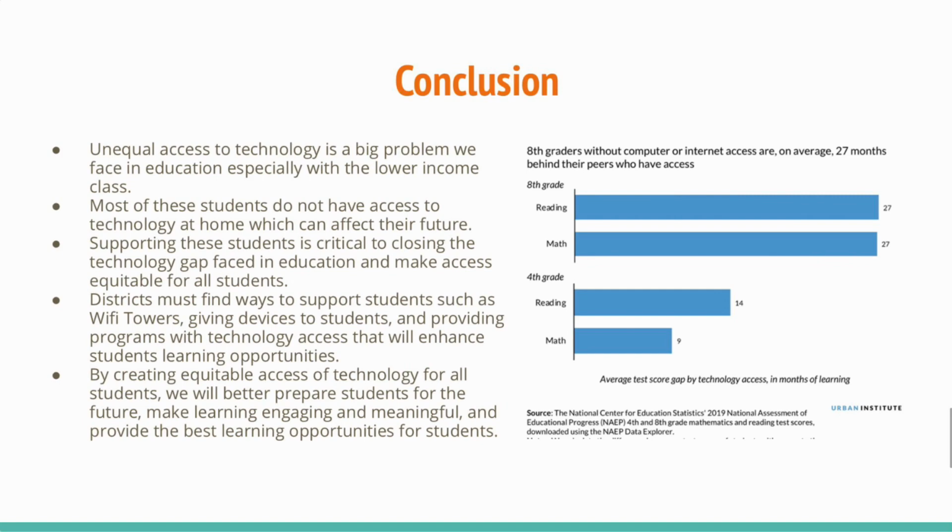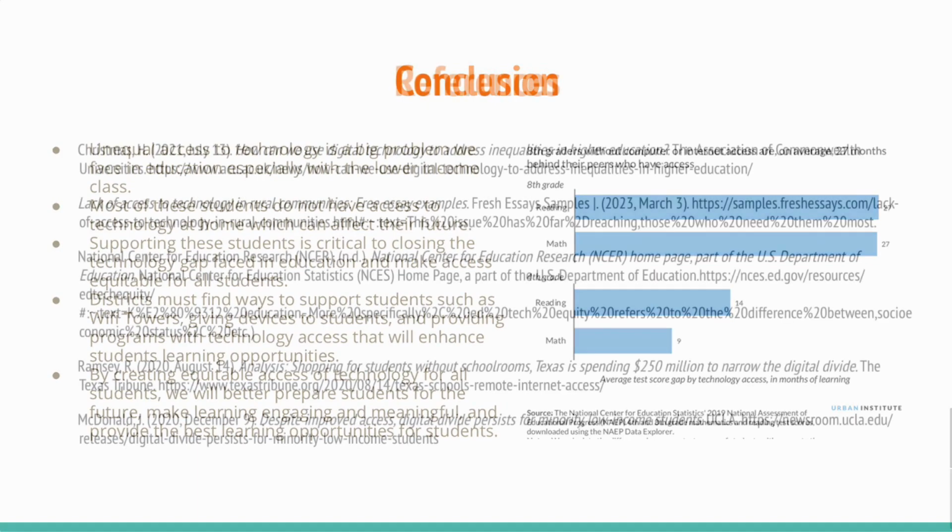Districts must find ways to support students, such as providing Wi-Fi towers, giving students devices, and providing programs with technology access that will enhance students' learning opportunities. By creating equitable access of technology for all students, we will better prepare students for the future, make learning engaging and meaningful, and provide the best learning opportunities for students.